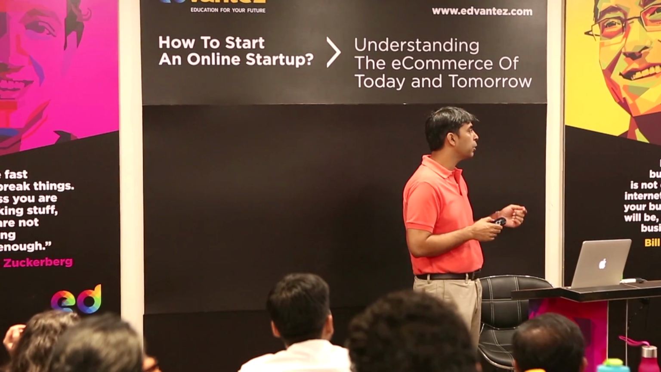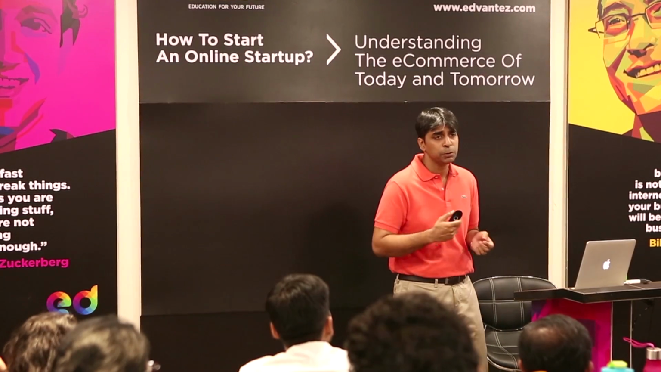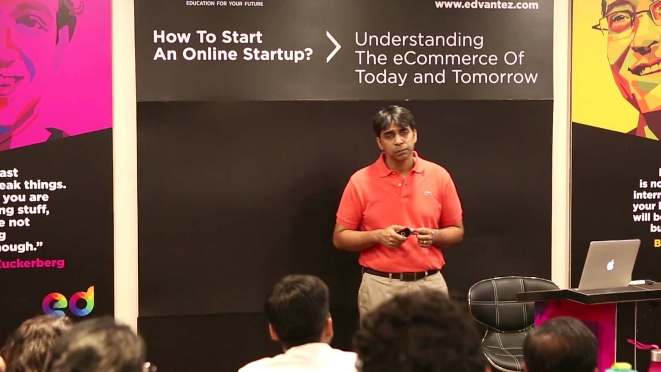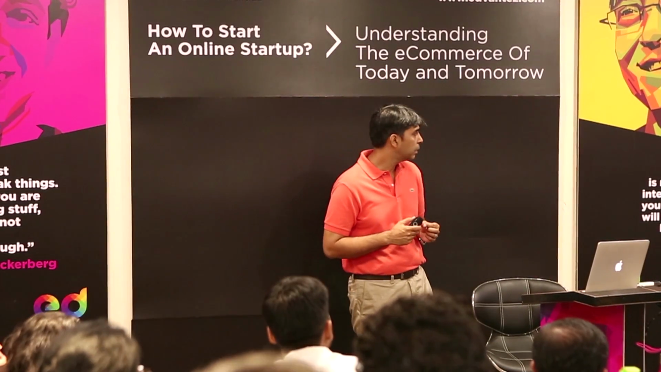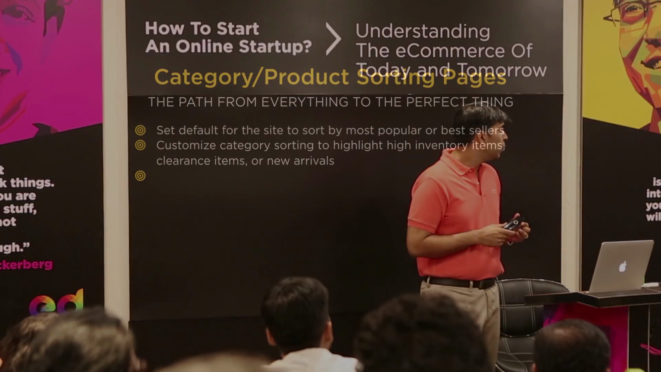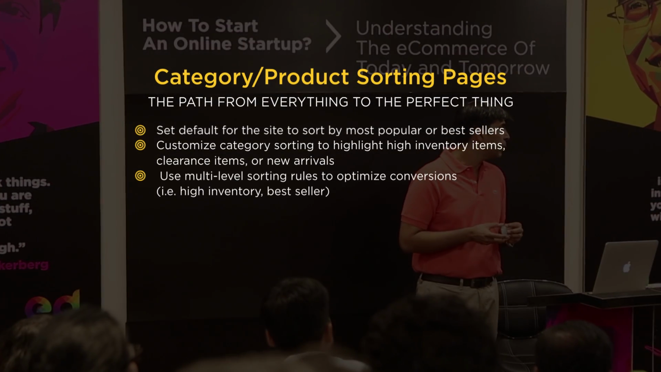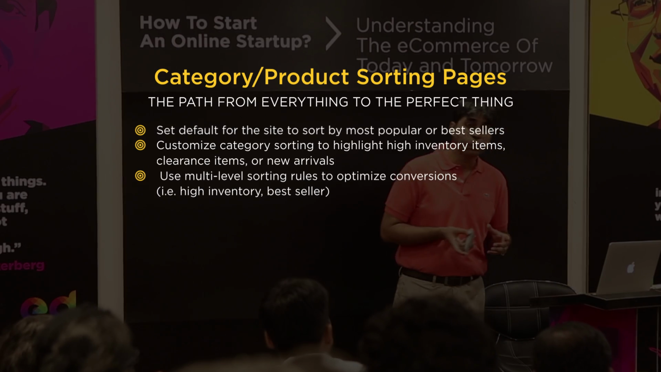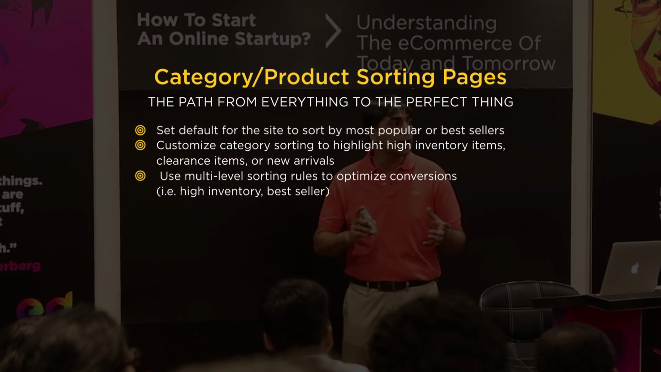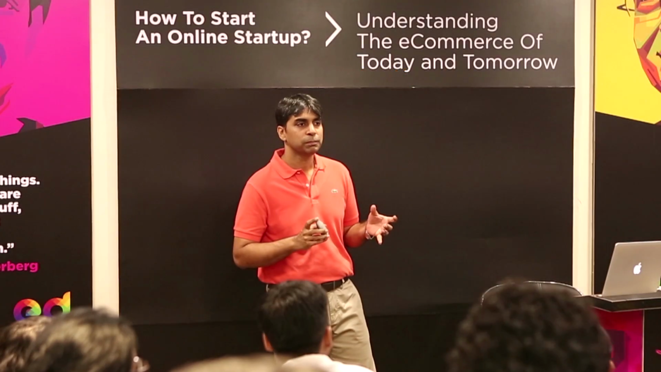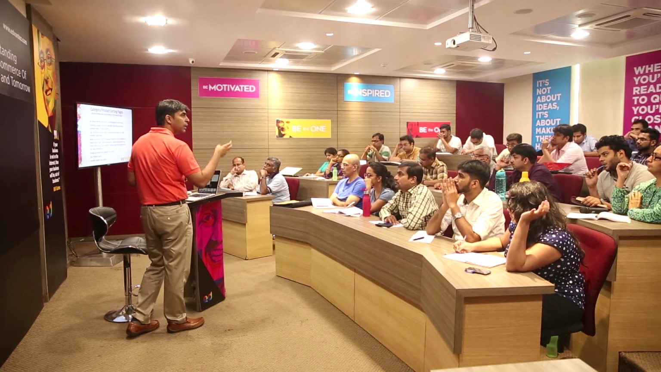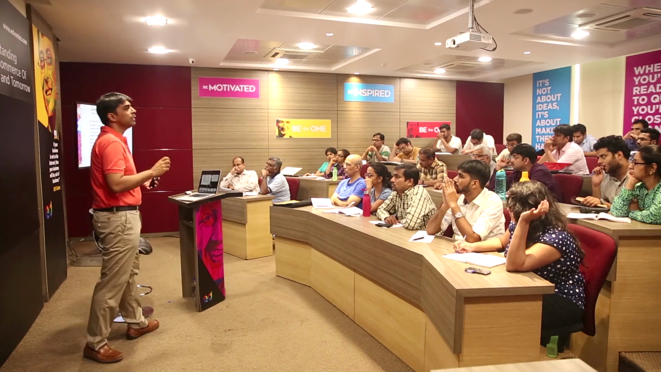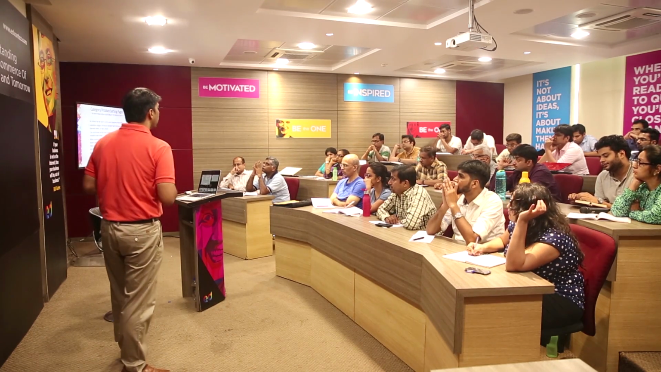Customize the category sorting to highlight high inventory, clearance, and new arrivals. Tell people that we also have these. Use multi-level sorting rules to optimize conversions. So what you do is you mix your best sellers with your high inventory items. If they're looking at best sellers and the high inventory item is also next to it, there's a better chance that that item will sell, because people are already looking at the best sellers.